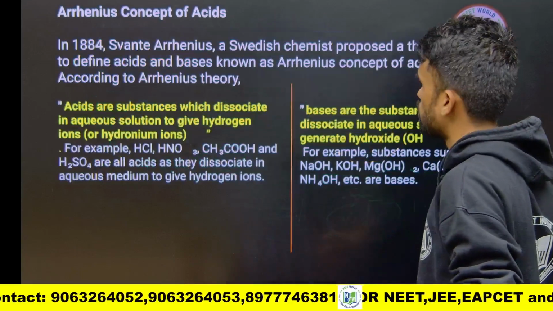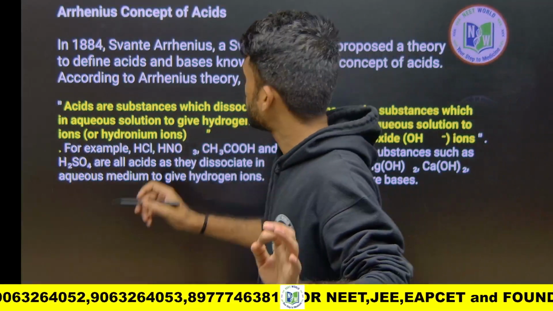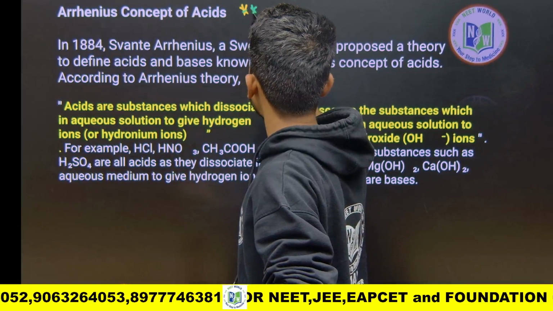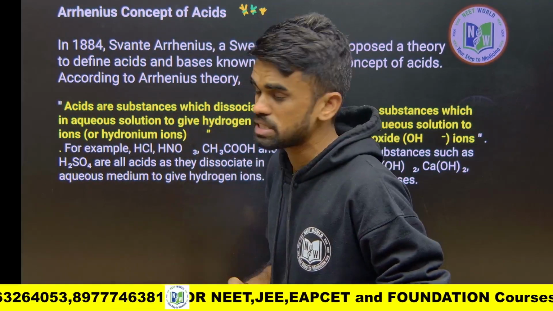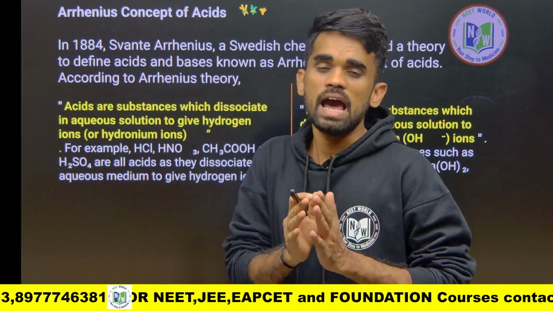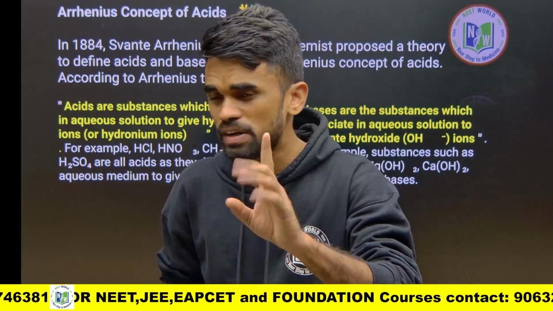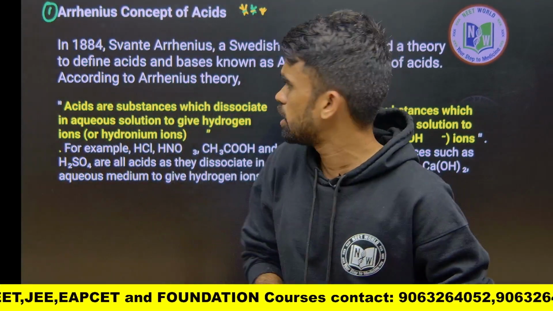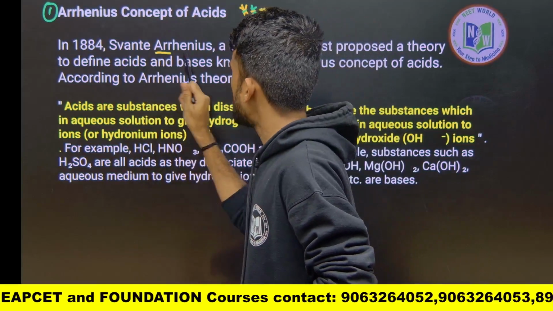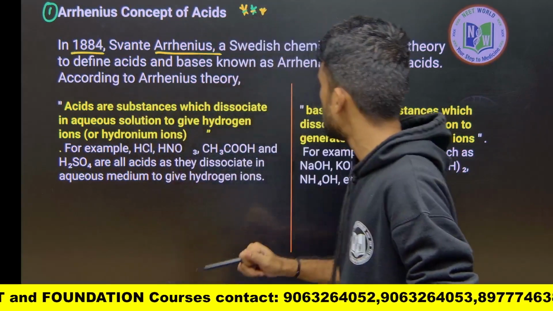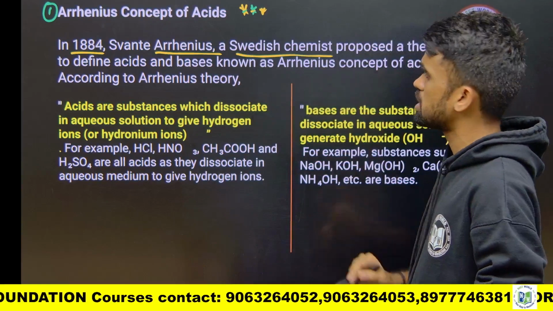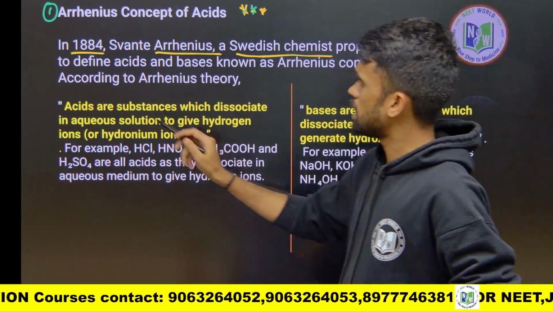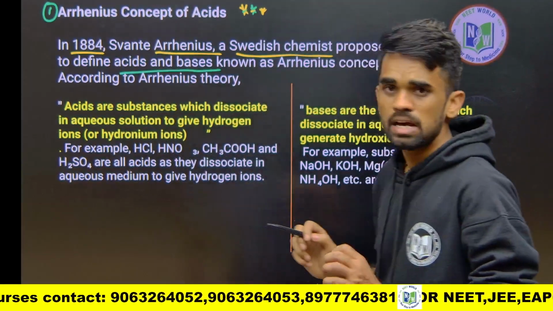Let us discuss a few more things here. This is one of the very important topics we are going to discuss now, the theories of acids and bases. The first theory we have is the Arrhenius acid-base theory. So just look here: Arrhenius, in 1884, a Swedish chemist, defines acids and bases like this.